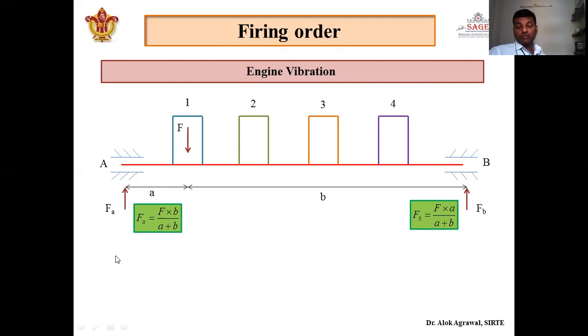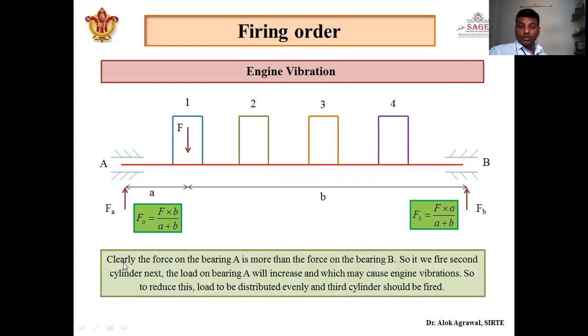Which force is larger? Obviously the one at bearing A, because B is greater than A. So in this bearing there will be a large force; Fa will be greater than Fb. Clearly the force on bearing A is more than the force on bearing B. So if we fire cylinder number 2 after cylinder number 1, then what will happen?